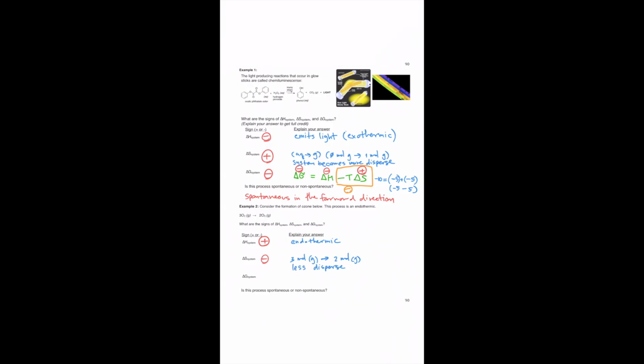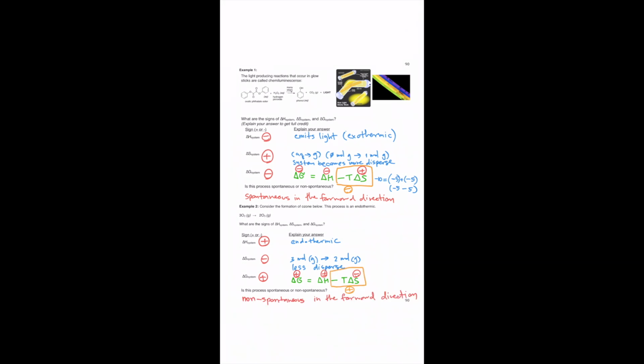So in order to find delta G, we are going to set up the same equation again. Delta G equals delta H minus T delta S. Add in those signs, and you will be able to get delta G to be overall a positive value. The positive delta G tells us that this reaction is non-spontaneous in the forward direction.